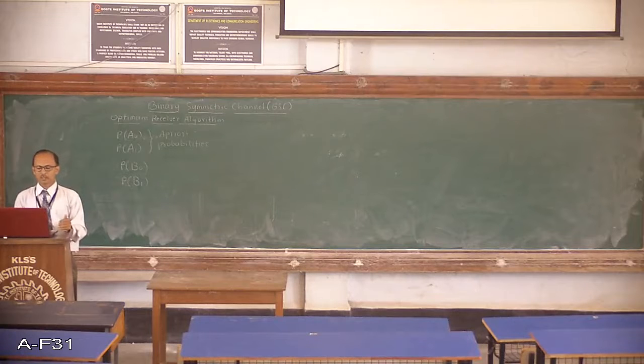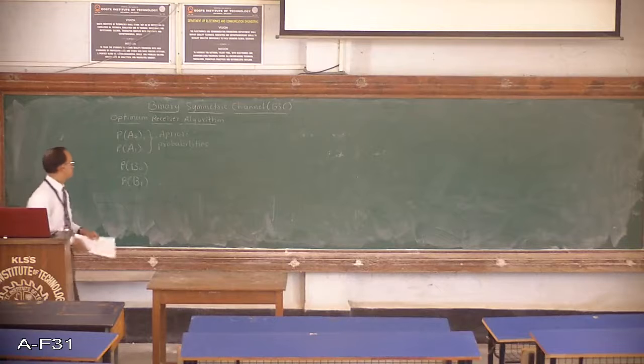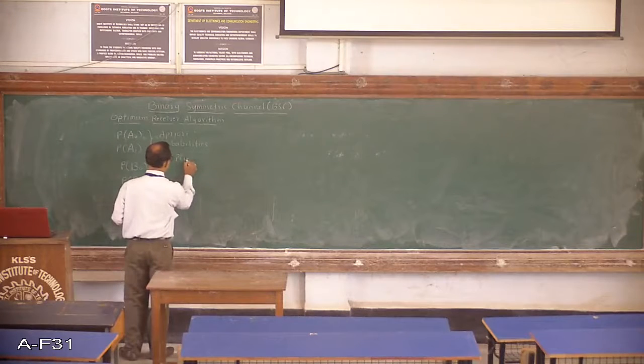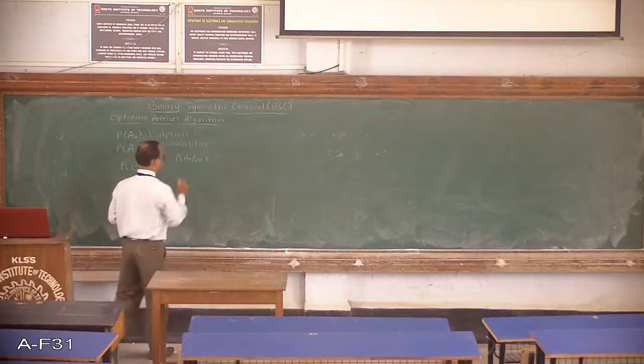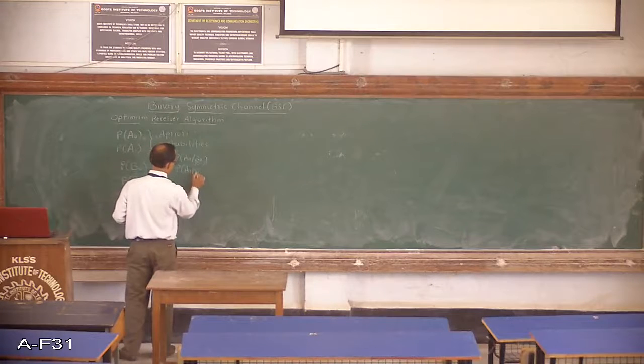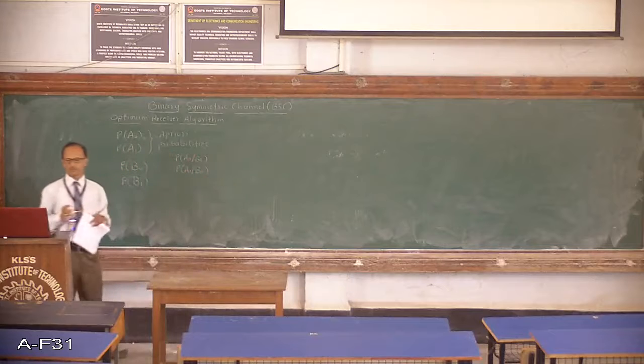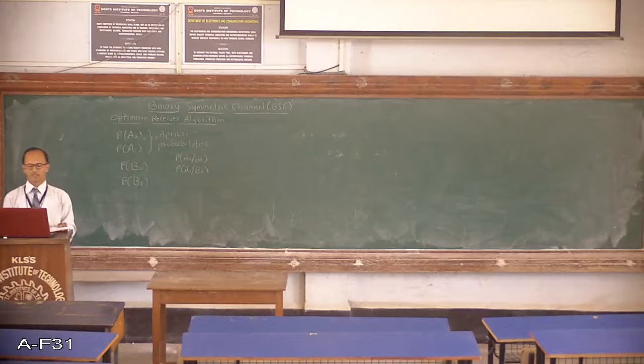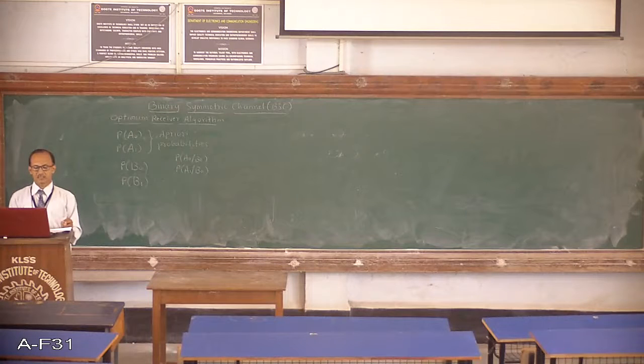I have to compare two conditional probabilities. That is P of A0 / B0 and P of A1 / B0. We have to compare these two probabilities. So what is the meaning of P of A0 / B0? It represents probability of A0 being the message or symbol sent given that B0 has been received.